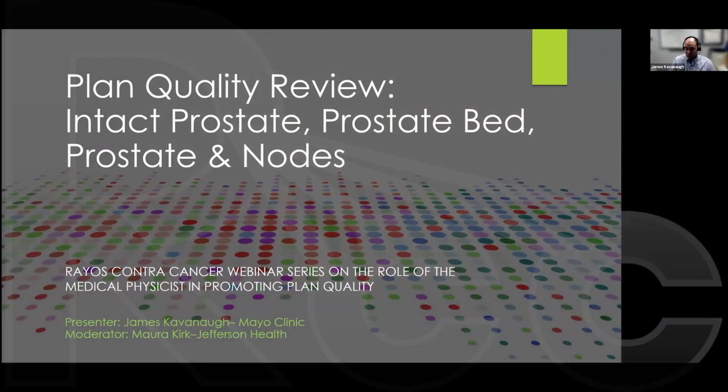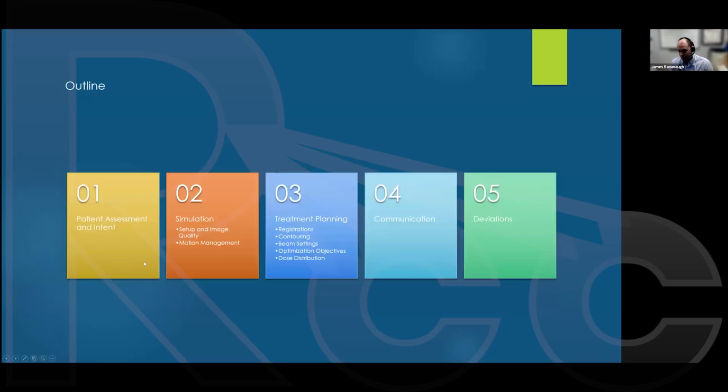This is the plan quality review for intact prostate, prostate bed, prostate nodes. We'll get into some prostate SBRT. It's all about prostate today. Same format for the outline, patient assessment, everything upstream of planning that obviously is going to have a big impact on what we do and how we do it.